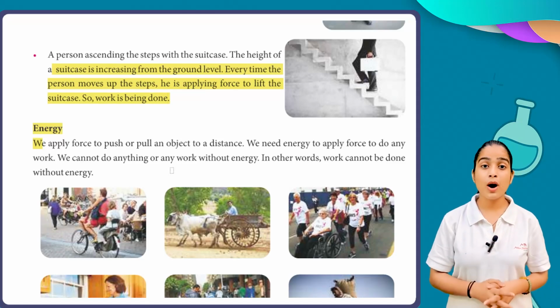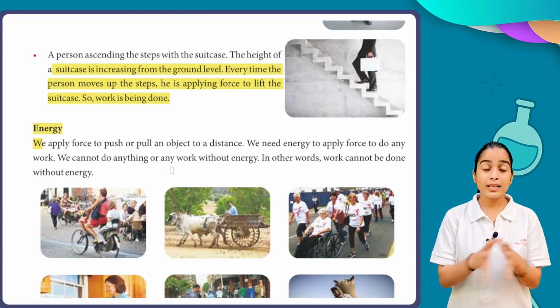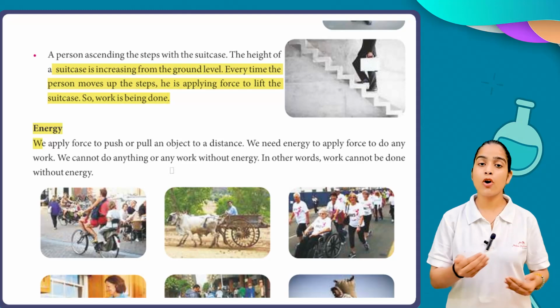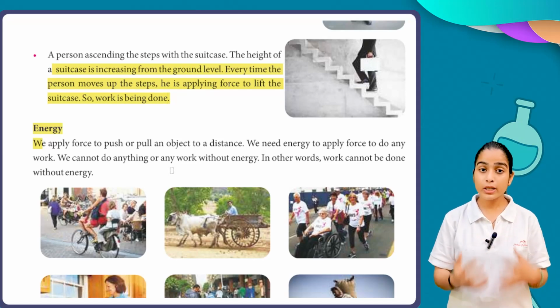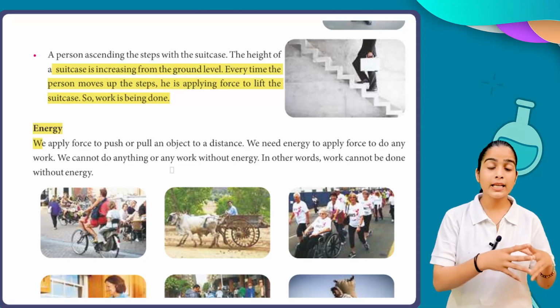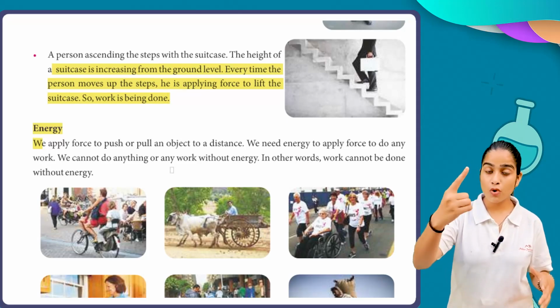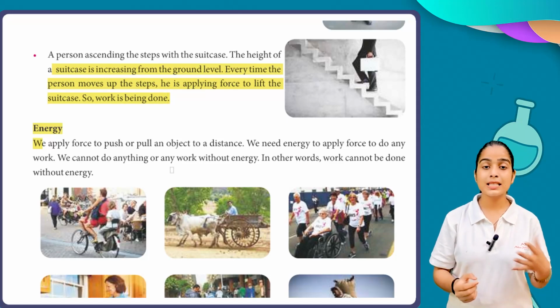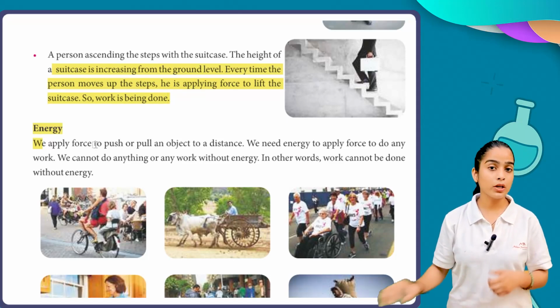So if you are faint, if you are lethargic, you cannot do any kind of work. For doing any kind of work, we need energy. So what we conclude is that for doing any kind of work we need force and we need energy. With the help of force and energy, we can say that we are doing a particular work.